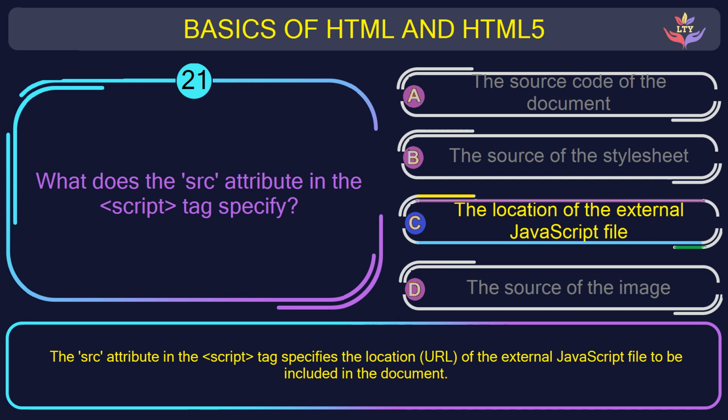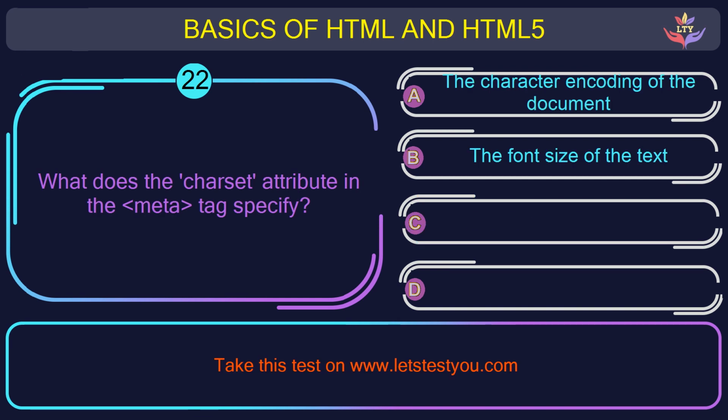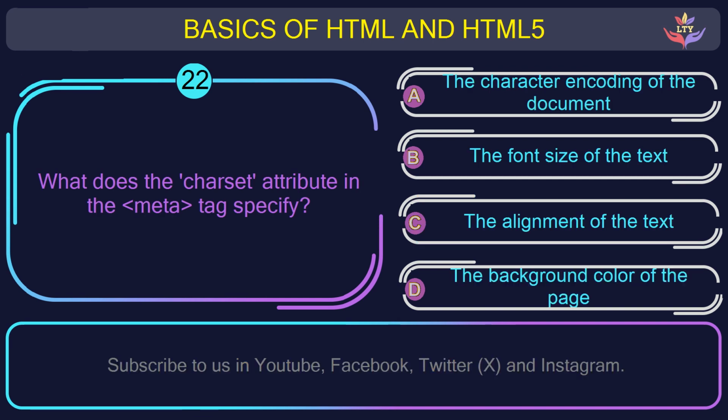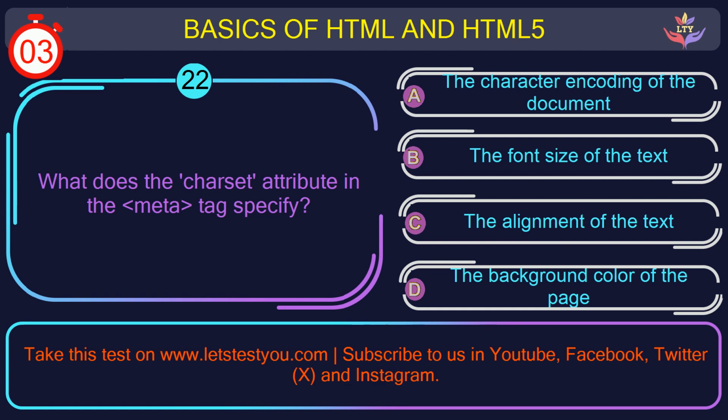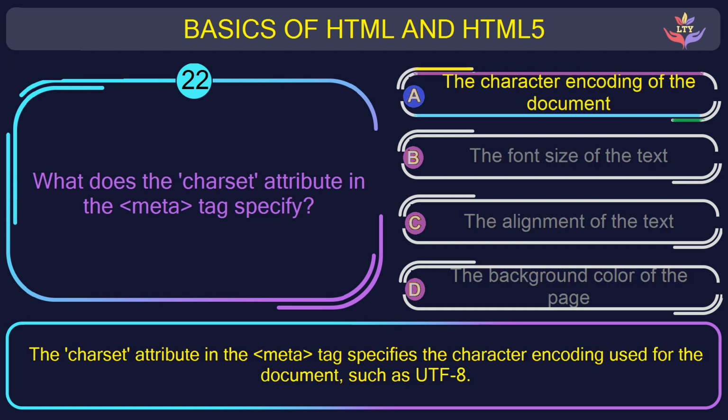Question number 22. What does the charset attribute in the meta tag specify? The correct answer is option A. The character encoding of the document. The charset attribute in the meta tag specifies the character encoding used for the document, such as UTF-8.